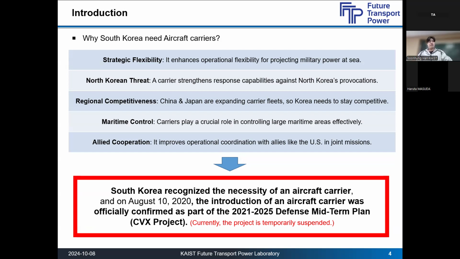South Korea recognized the necessity of aircraft carriers, and on August 10, 2022, the introduction of the aircraft carrier was officially confirmed, as part of the 2021 to 2025 defense midterm plan. This aircraft carrier plan is named the CVX project. But this project is currently suspended because of the change of government policy by President Yoon.